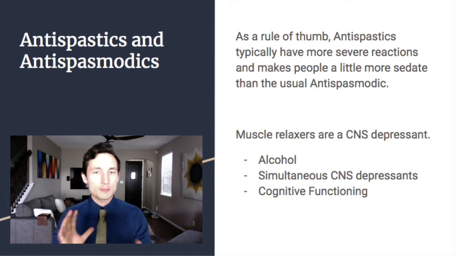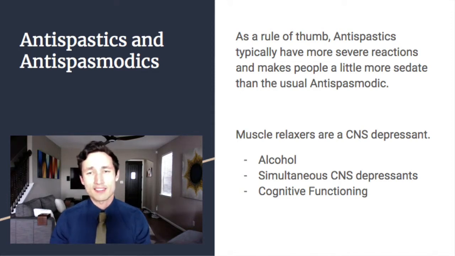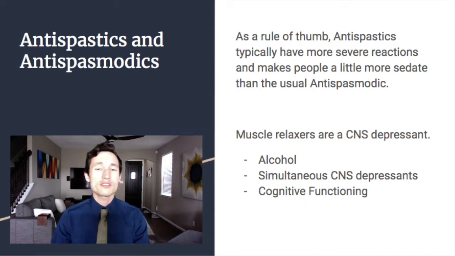When comparing antispastics and antispasmodics, as a rule of thumb, antispastics typically have more severe reactions and make people a little more sedate than a usual antispasmodic.